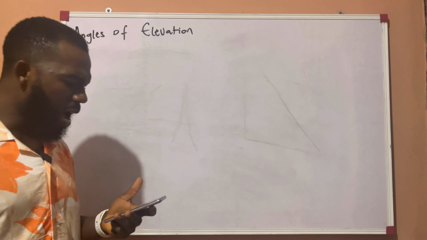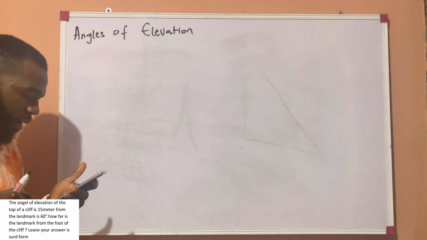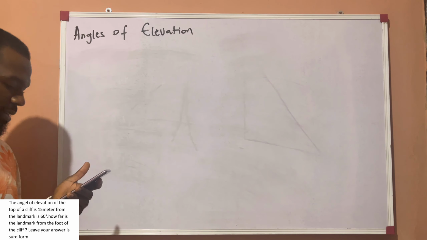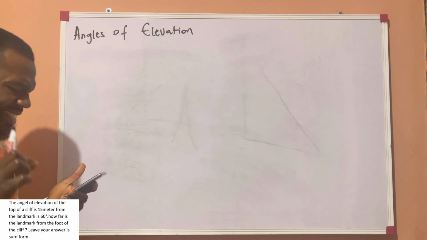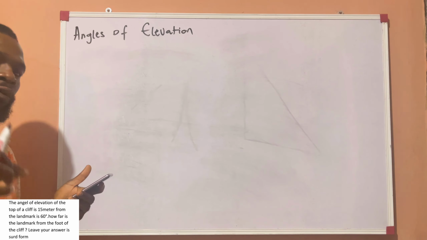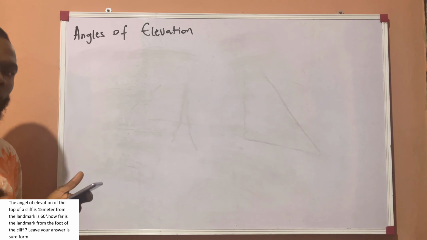Question number 1 says: the angle of elevation of the top of a tower from a point on the ground, which is 36 meters away from the foot of the tower, is 30 degrees. Calculate the height of the tower.